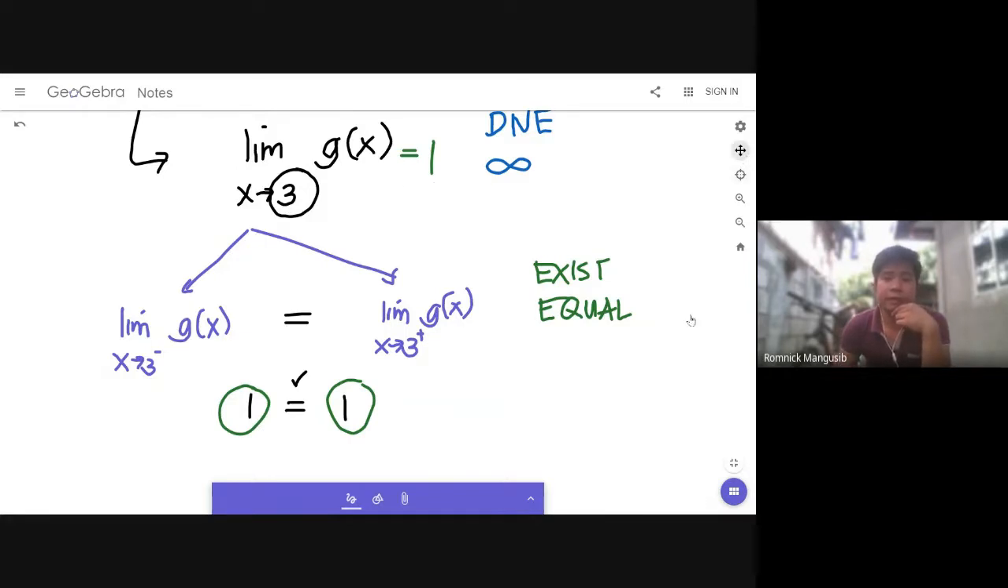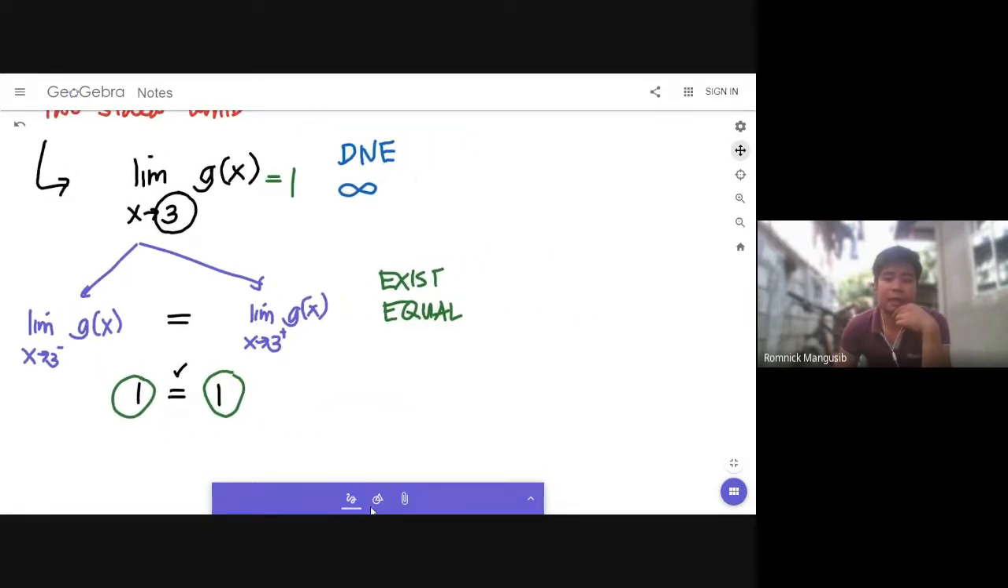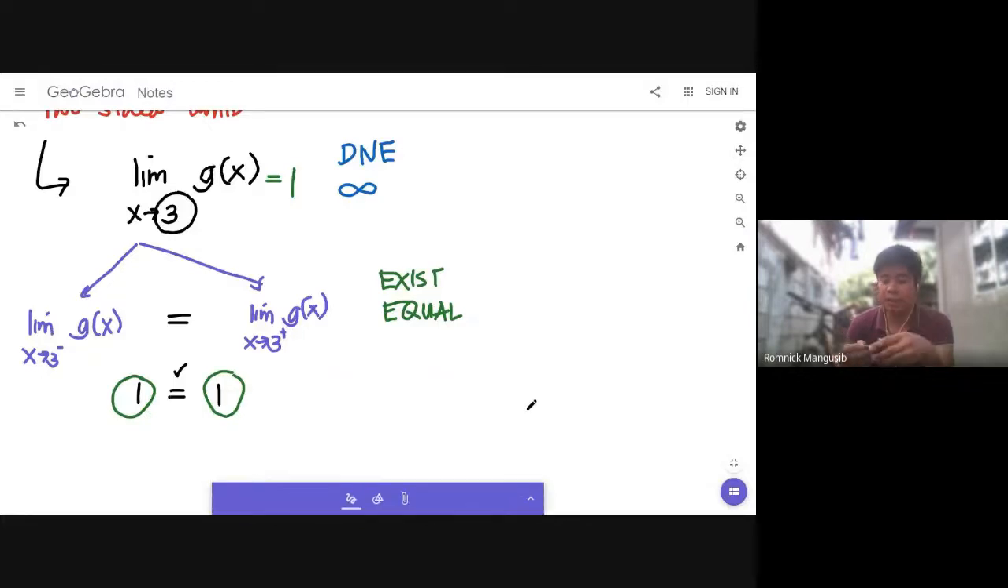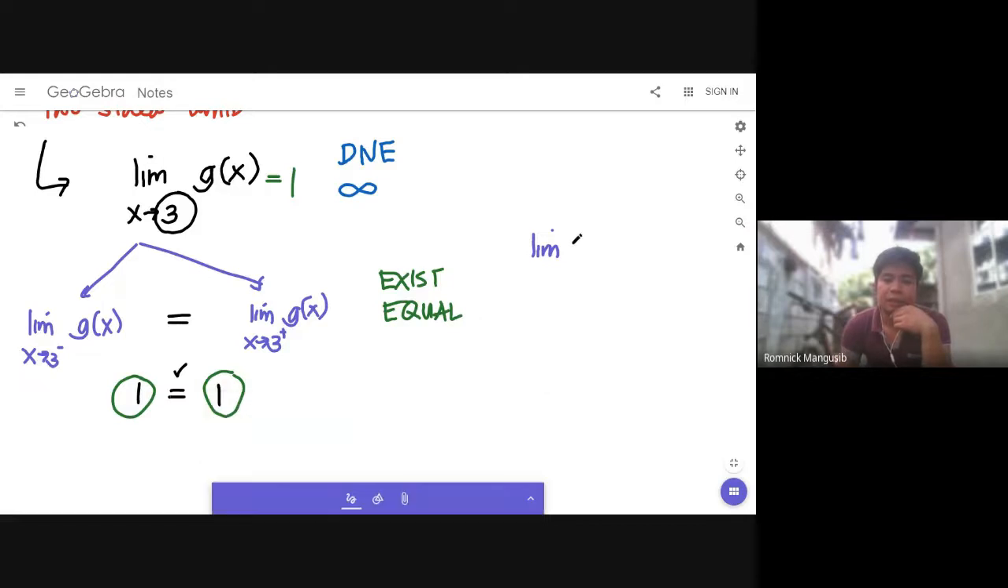However, if you violated that condition that they exist and they are equal, let's say for example, I am giving another function, okay? Halimbawa, ang function ay ibinigay na yung kanyang limit. So let's say limit of, I'm using another function, let's say h of x. Para hindi kayo malito kasi same function. Limit of h of x as x approaches 5 from the left is equal to 2. Limit of h of x as x approaches 5 from the right is equal to 3.